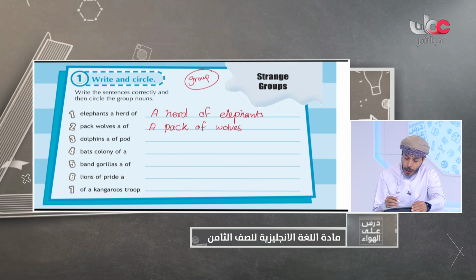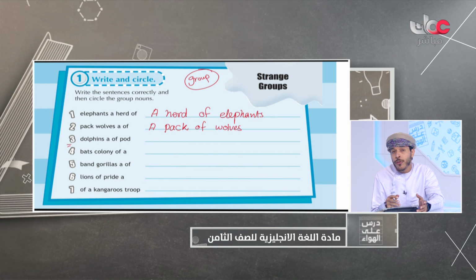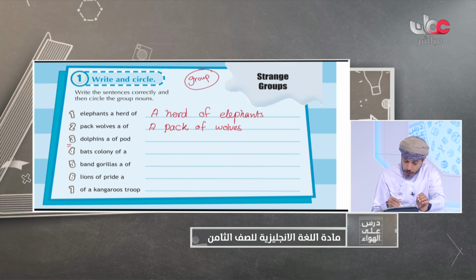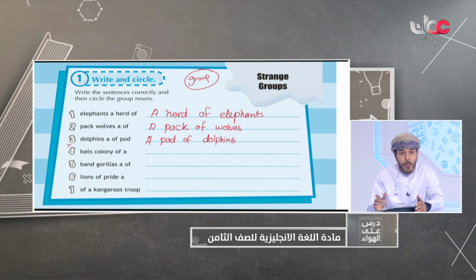Okay? Then for number 3, a group of dolphins. Dolphins, what do we call them? So we can see that we have dolphins, of, pod. So this is the group name for a group of dolphins. So the answer for this one can be done in this way: a pod of dolphins. Of course it should be plural because it is a group of dolphins.